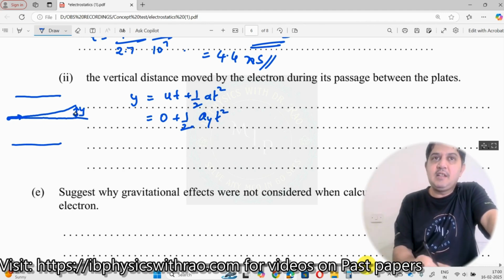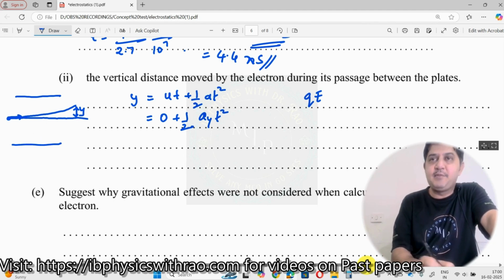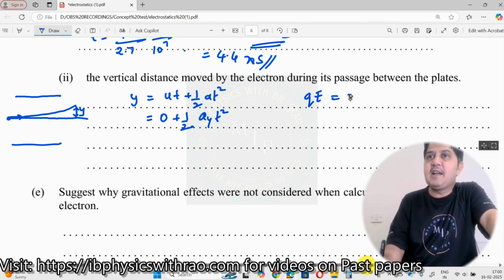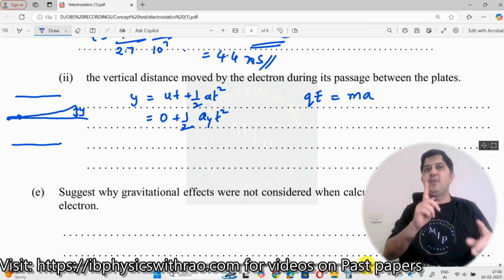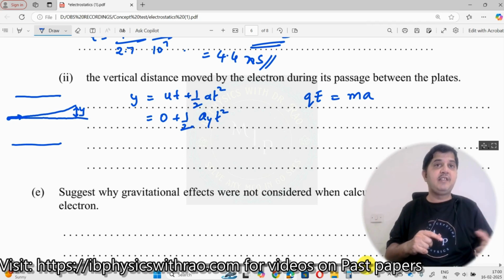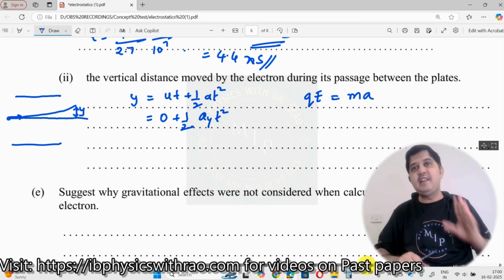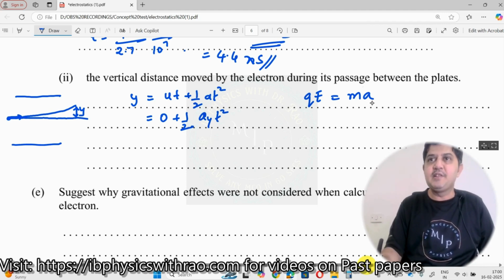We know that there is a force acting here. What is the force? Q times E, where E is the electric field. According to Newton's law, this should be m times a, the acceleration along the y-axis. The force is acting only along the y-axis, nothing along the x-axis. That's why I said the horizontal velocity remains constant. It is very similar to what you learned in projectile motion. So I can easily find that ay is equal to QE divided by m.